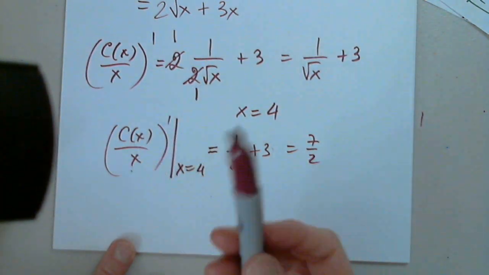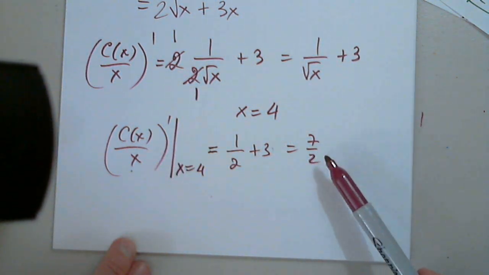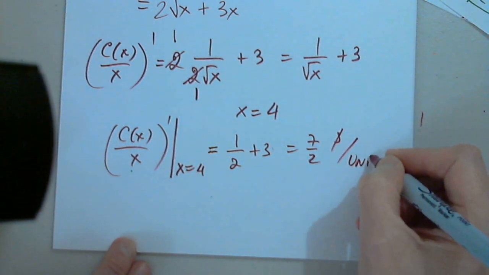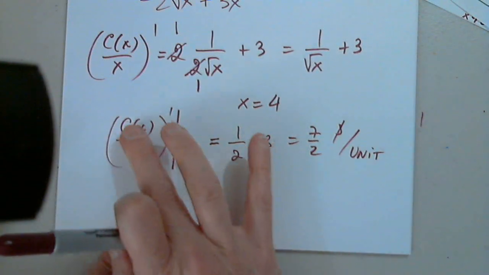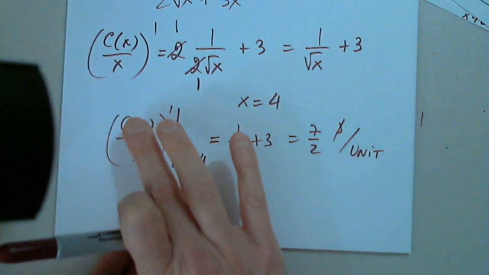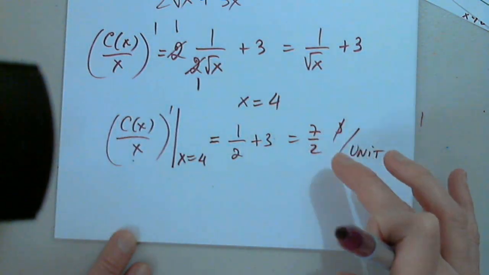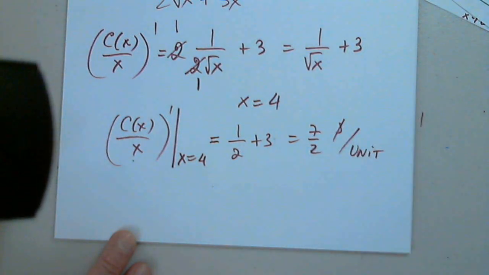So the rate of change of cost, the average cost, so remember, two measurement units. Cost per unit, dollars per unit. So the average cost prime, the rate of the average cost is 7/2 dollars or $3.5 per unit. Okay, so we did that.